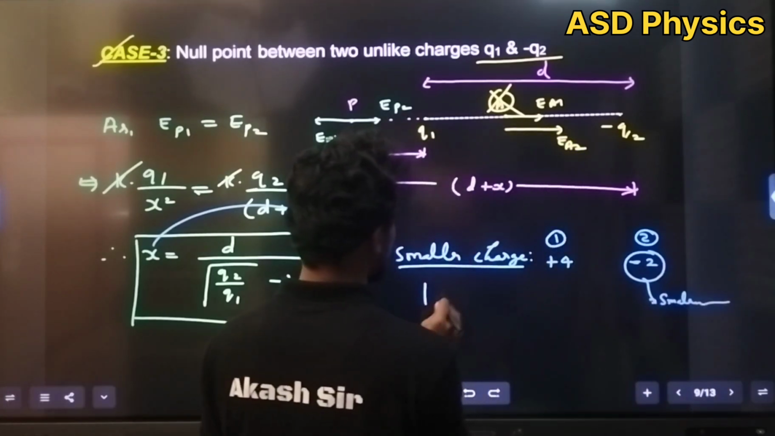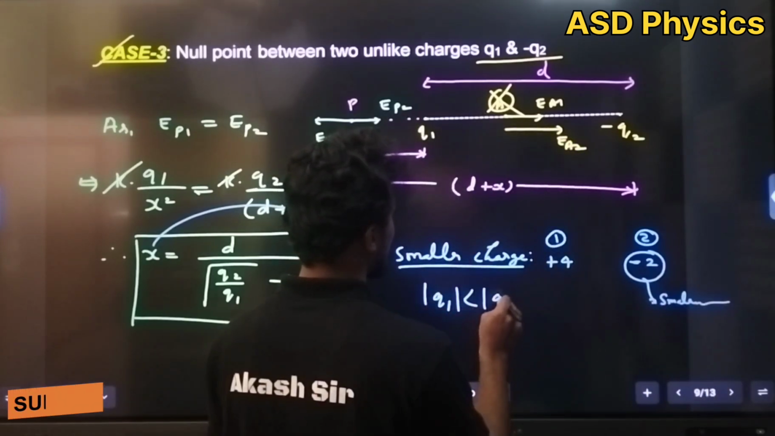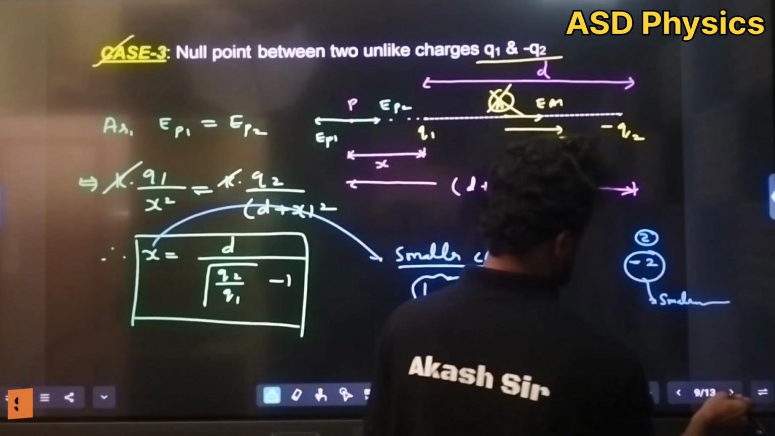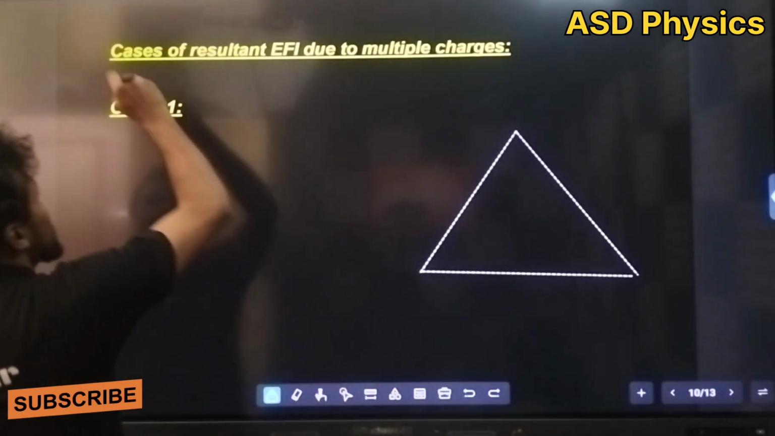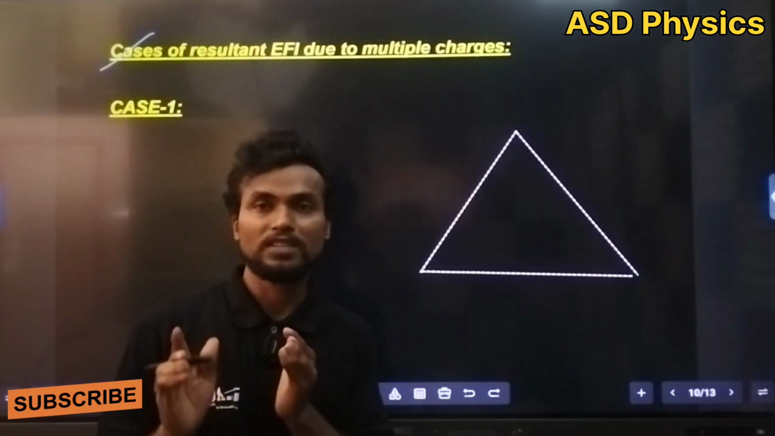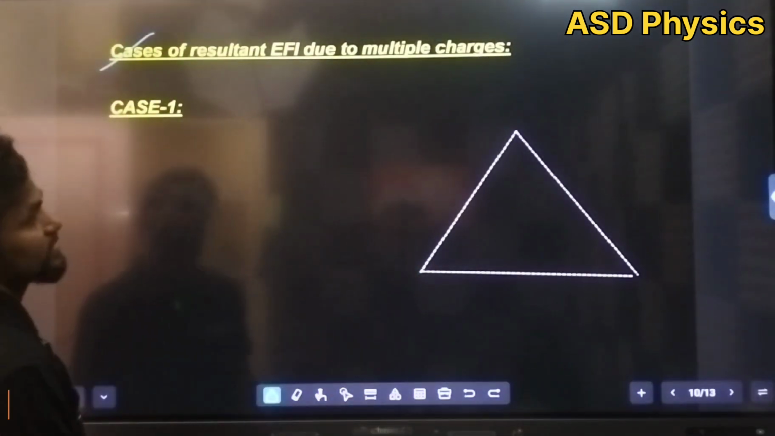Smaller charge. Please remember that here mod q1 should be less than mod q2, the smaller charge. Good. Next one after that, students, we are going to see the resultant electric field cases. Up to this we have seen a null point. Now let's see the resultant cases also.